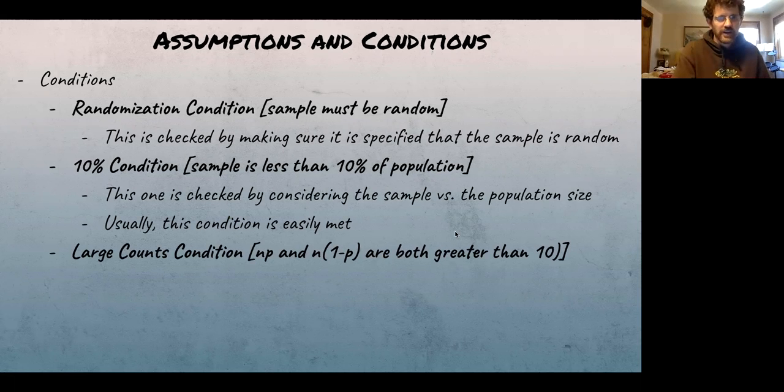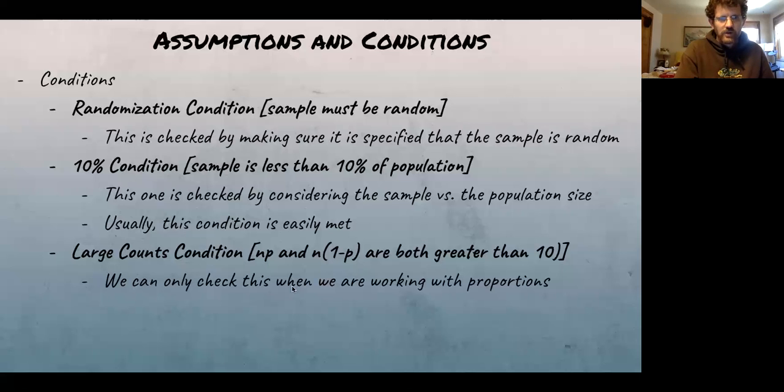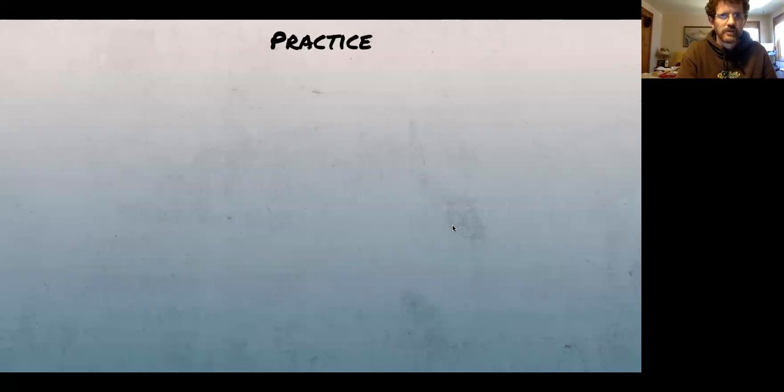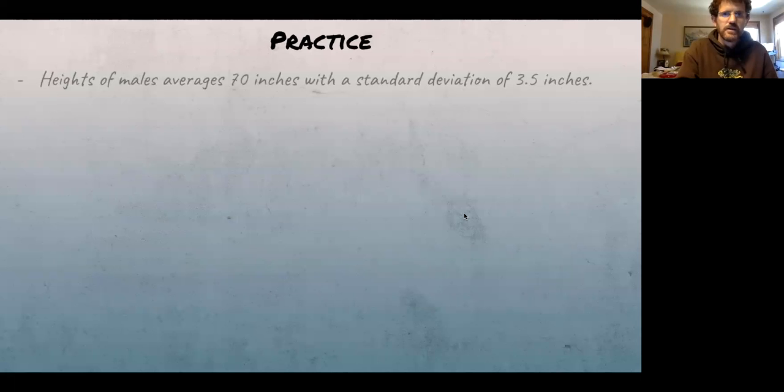And finally, the large counts condition. Remember, we learned this in chapter 17. We can only check that large counts condition when we're working with proportions. We do have other ways we can do this when we're working with means. Okay, so I know it's kind of a shotgun approach today, talking about a lot of things from chapter 18, but this is what we're going to end with.